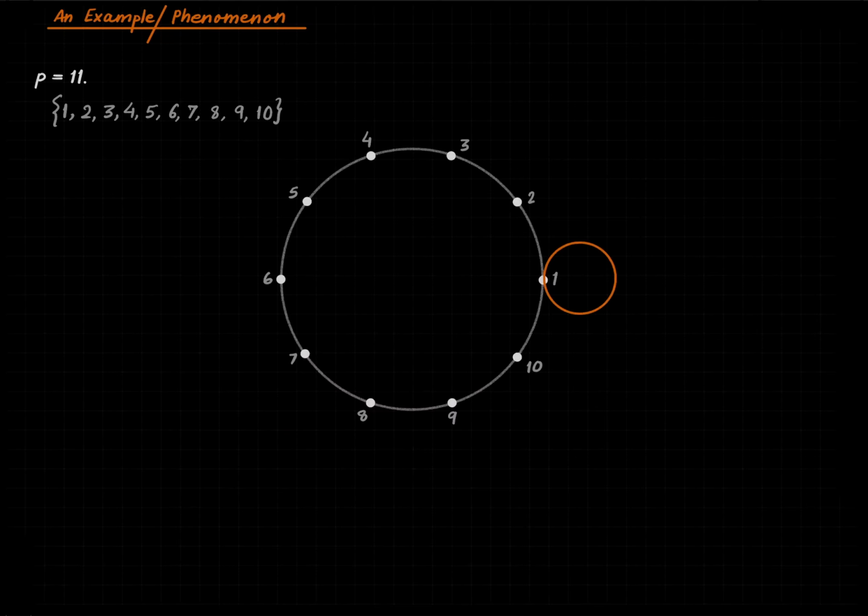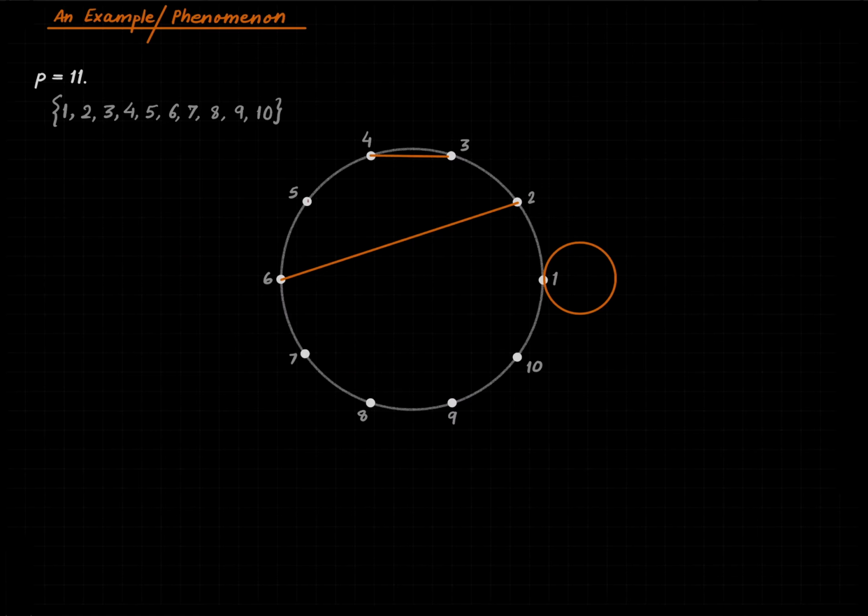What about 2? What is the inverse of 2? Well, 2 has 6 as its inverse, because 2 times 6 is 12, which leaves a remainder of 1 modulo 11. What about 3? 3 has 4 as its inverse. What about 5?